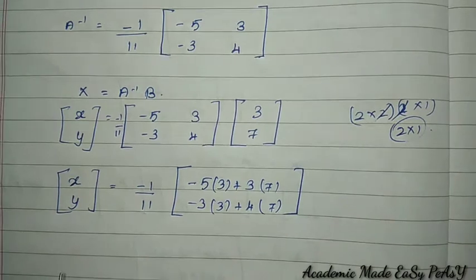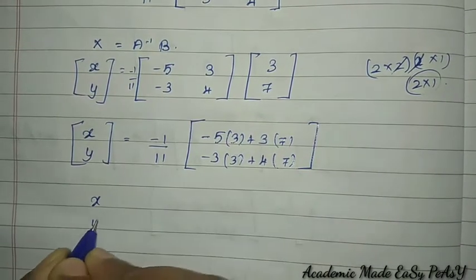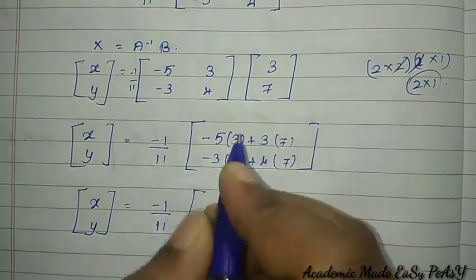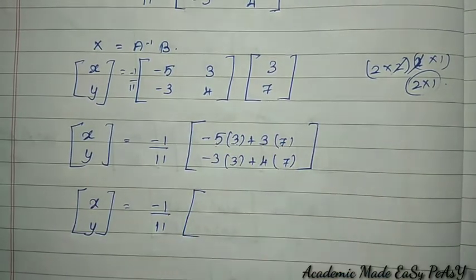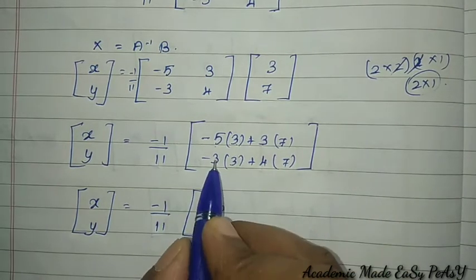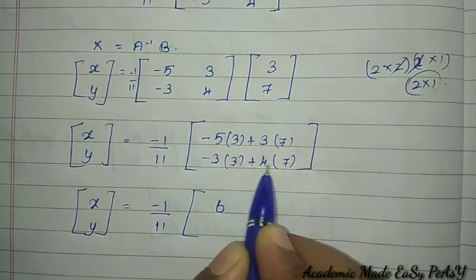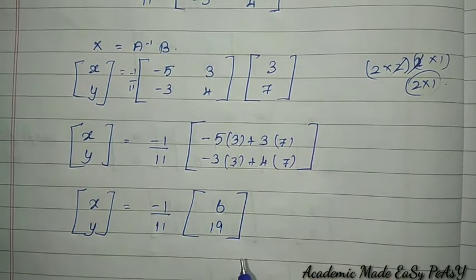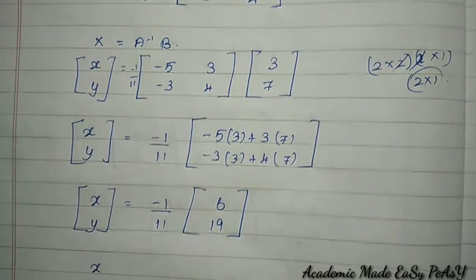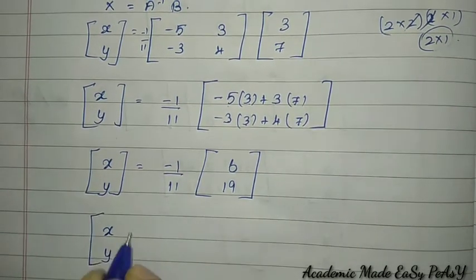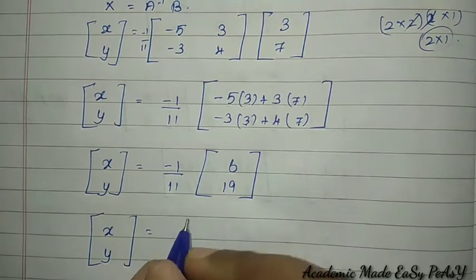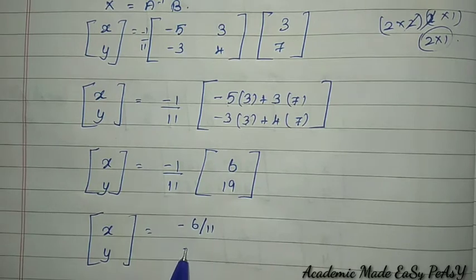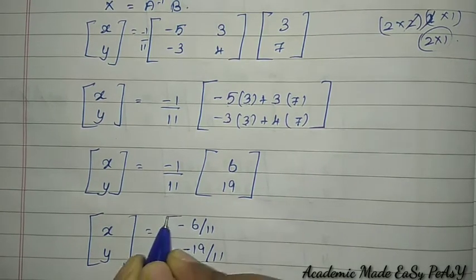So now I will start multiplying. XY is equal to minus 1 by 11 into minus 15 plus 21. It is 6, and here minus 9 plus 28. It is 19. So what will be my answer? X, y is equal to, I will be taking this inside. So I will have minus 6 by 11 and minus 19 by 11.